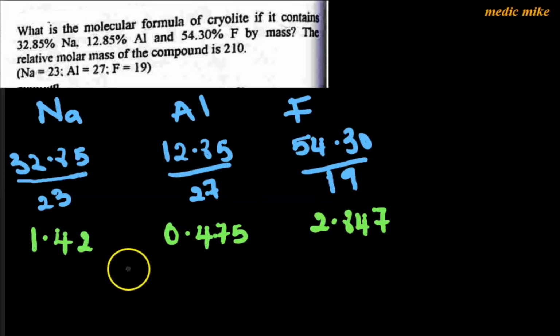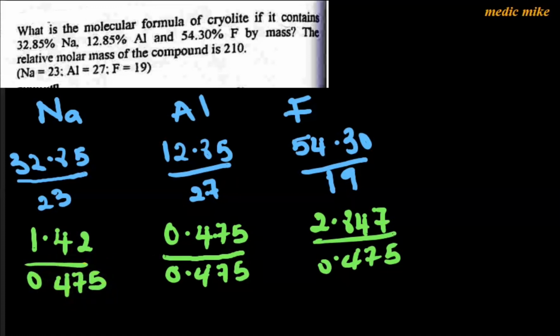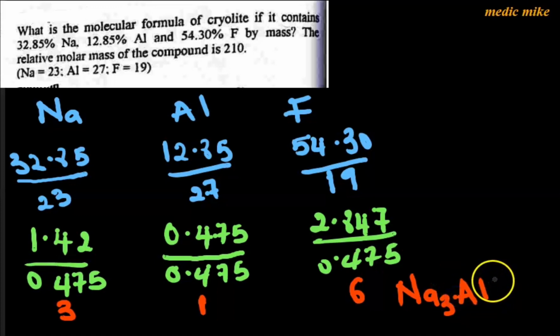So what we have to do next is to divide by the lowest mole, so this will be divided by 0.475. Same thing over here, 0.475. Same thing over here, 0.475. And when you punch that in your calculator, your answer will be 3, 1, and 6 respectively for sodium, aluminium, and fluorine. So our empirical formula becomes Na3 Al1 F6. This becomes our empirical formula.